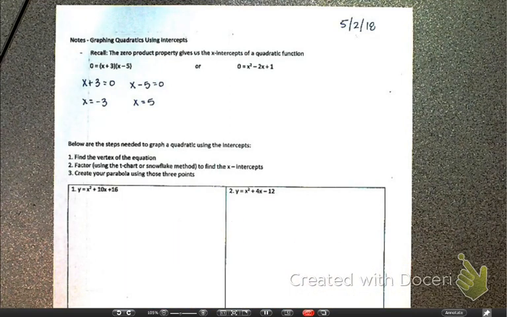But what happens when I look at this second equation, x squared minus 2x plus 1? How would I find the factored form of that to then find the x-intercepts? Okay, listen to my question again. How would I find the factored form of that equation so that I could find the x-intercepts? I would factor. Right? You would factor. So let's review how we factor.